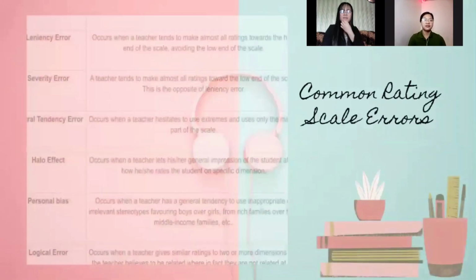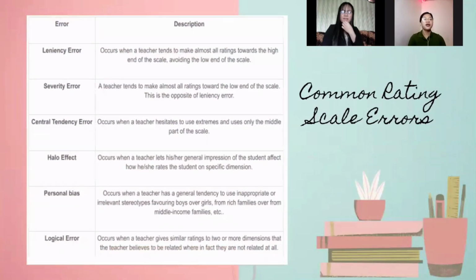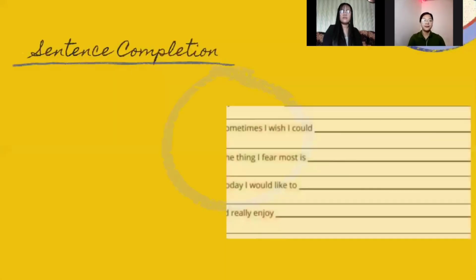Next are the common errors in rating scale: leniency error, severity error, central tendency error, halo effect, personal bias, and logical error.